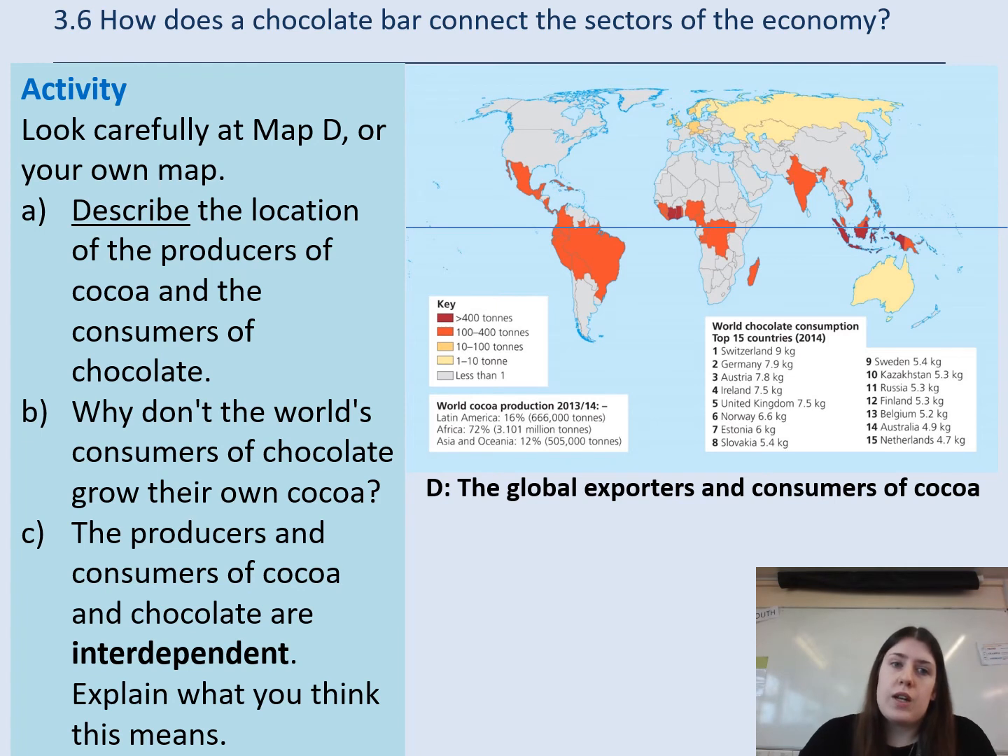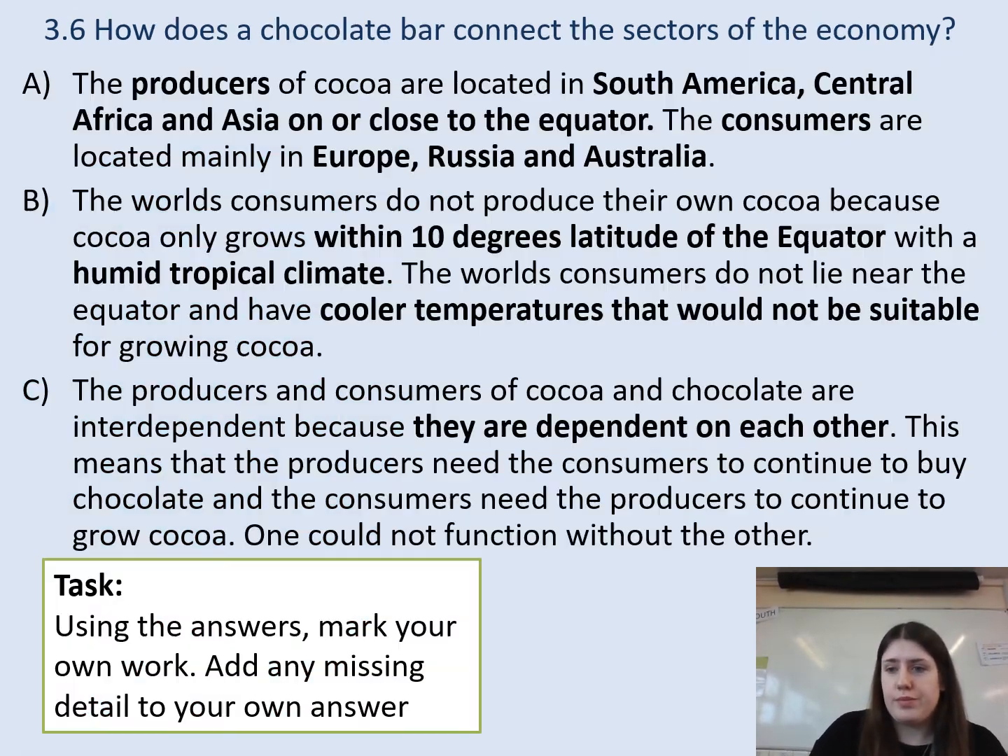So you can give yourself 10 minutes to go through these questions using all the information from the lesson. And after that, we will go through some answers. So if you want to pause here. Okay, so now we're going to go on to the answers, and you can mark them yourself. So, probably using a different color, you can now mark your own work.